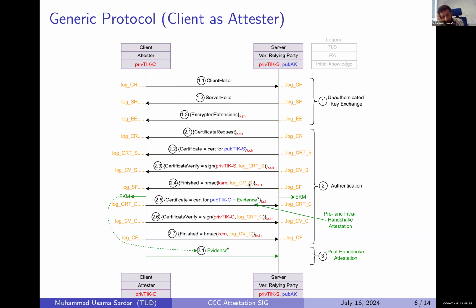I think there is a confusion when you say two evidences. The slide is showing two evidences, but they are mutually exclusive. Either there will be this evidence or this. If we use pre and intra handshake, there will be this evidence. Or if we use post handshake, there will be this evidence. I think I need to rephrase it because there is maybe this confusion. So there will never be two evidences.